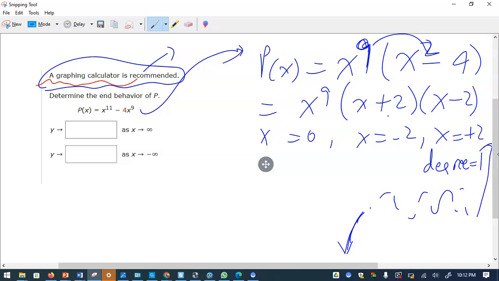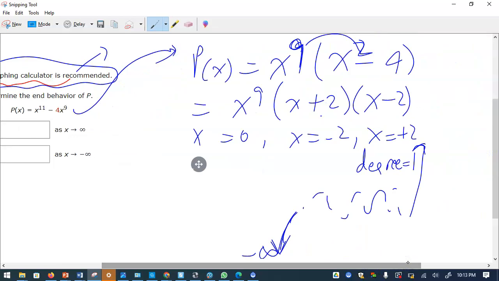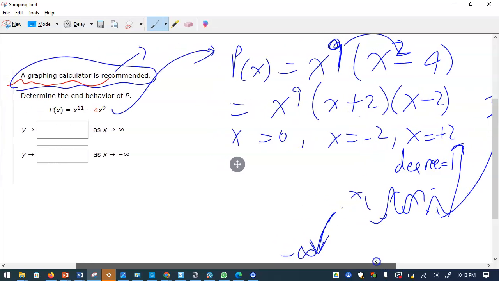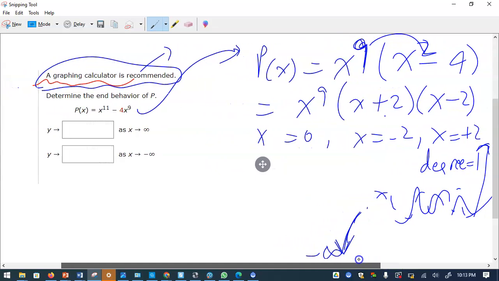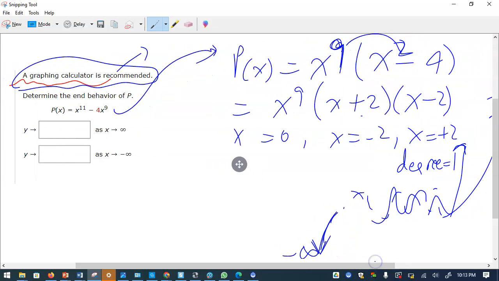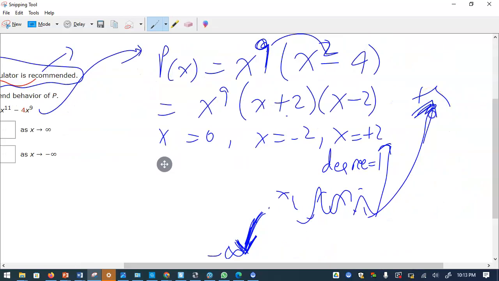There's no minus sign there. So it starts at minus infinity, down, and goes up to plus infinity. In between, because the degree is 11, there will be at most 10 turns. Now the question is, how does the graph look? Actually, the work is already done. This is an odd degree, so it has to be down on the left, and this is the end behavior.